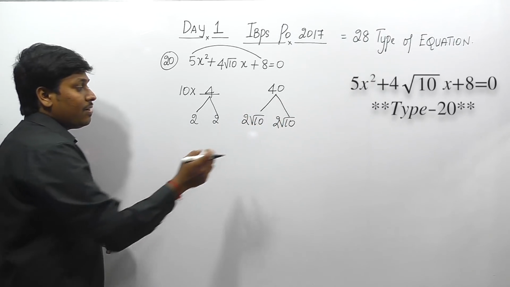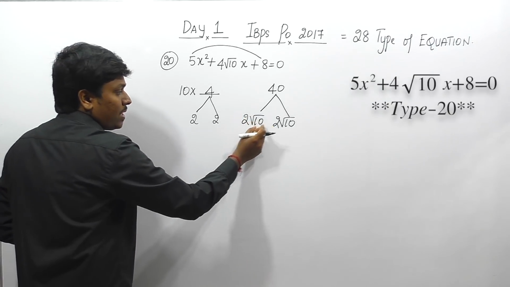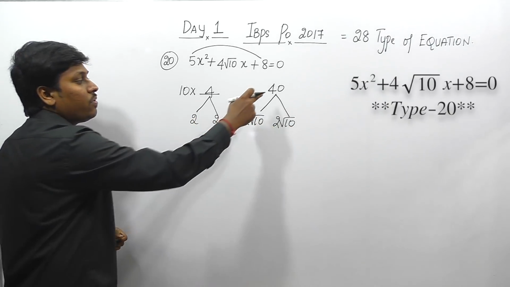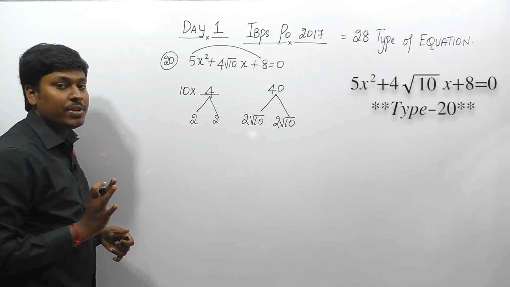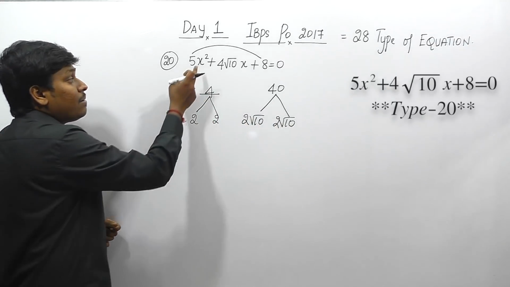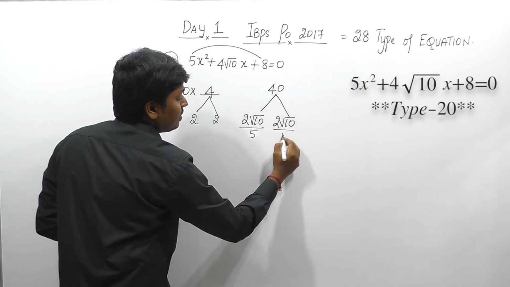So friends, got it? When you multiply both the numbers, 2 into 2 will be 4. Root 10 into root 10 will be 10. So 10 into 4 will be 40. When you add both the numbers, it becomes 4 root 10. So finally we got the factors. But listen here, before x square we have a constant 5. So divide this by 5 and divide this by 5.